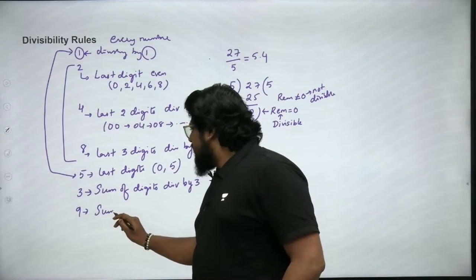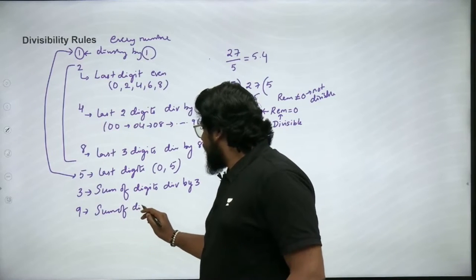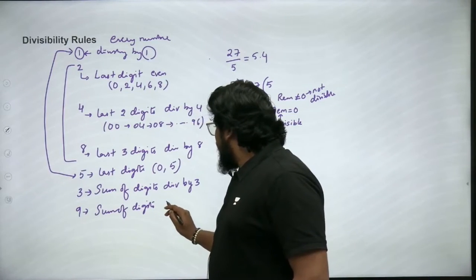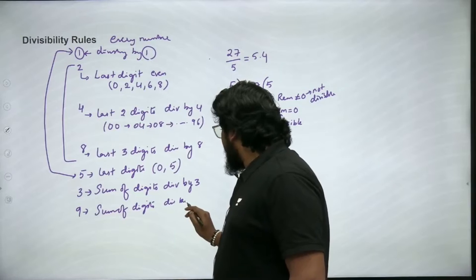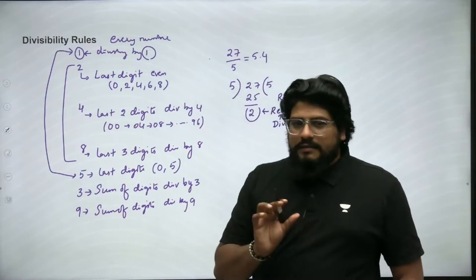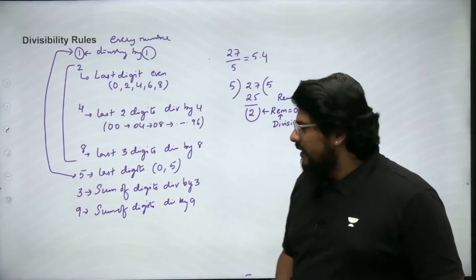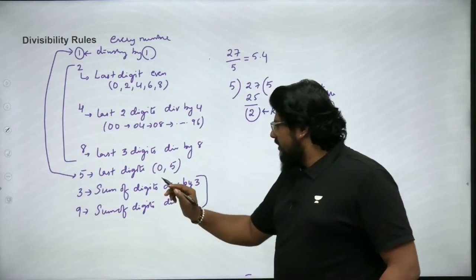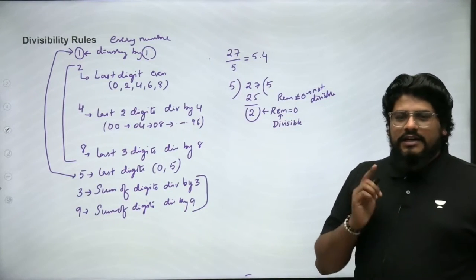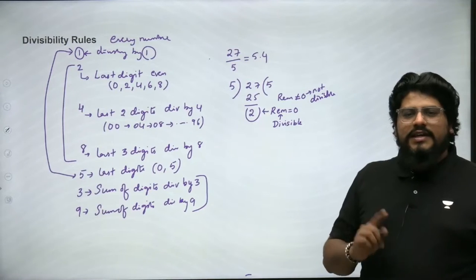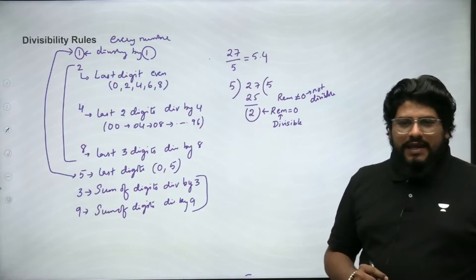If sum of digits are divisible by 9, then the entire number is divisible by 9. So, we can club 3 and 9 rules together. For 3, sum of digits should be divisible by 3. For 9, sum of digits should be divisible by 9.